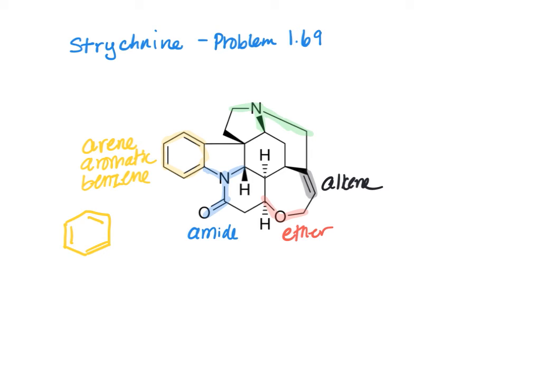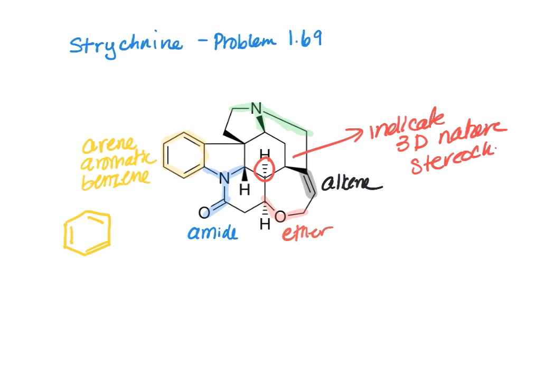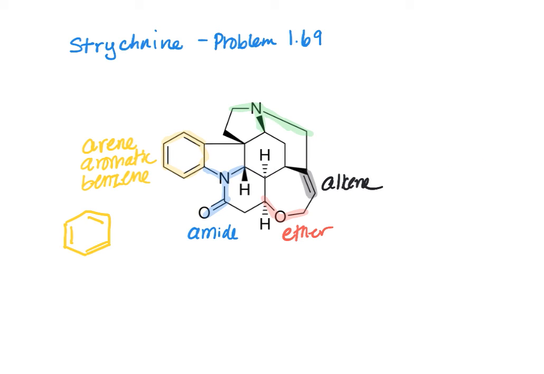I do want to make note, you can see some of the bonds are depicted differently. So for example, you have this solid wedge or this dashed wedge. This indicates a 3-dimensional nature to the bonds, also known as stereochemistry. We are going to see this in later chapters.